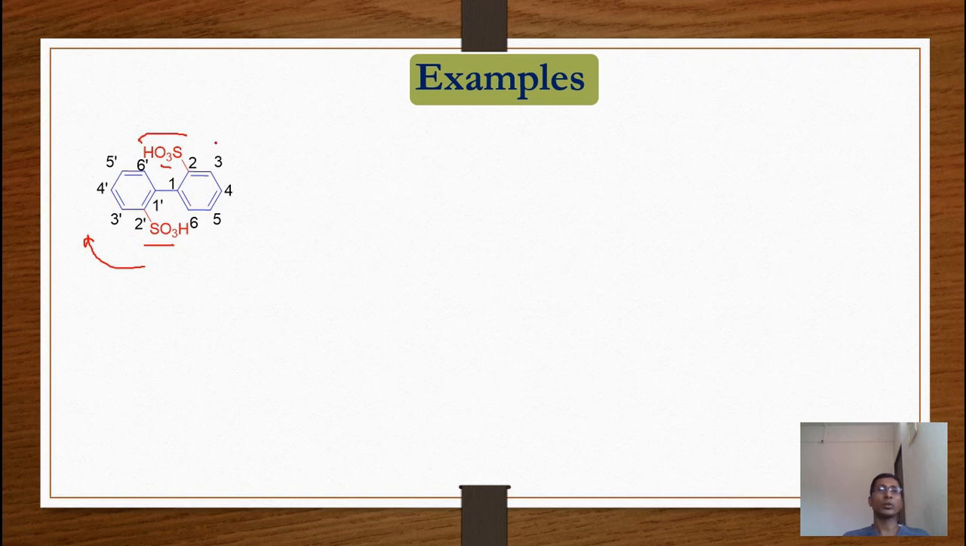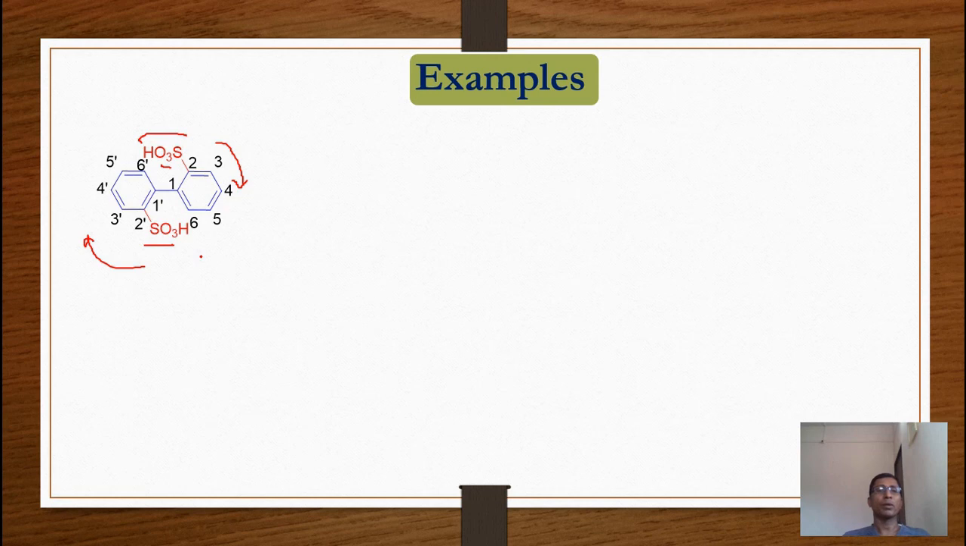In this case also, you have to give numbers in this direction. Here, this SO3H group receives the lowest possible number, that is 2. Thus, the IUPAC name of this molecule is biphenyl. Then you have to mention the positions where the SO3H groups are present. They are present at 2 and 2 dash positions. Hence, it is biphenyl 2,2 dash disulfonic acid.